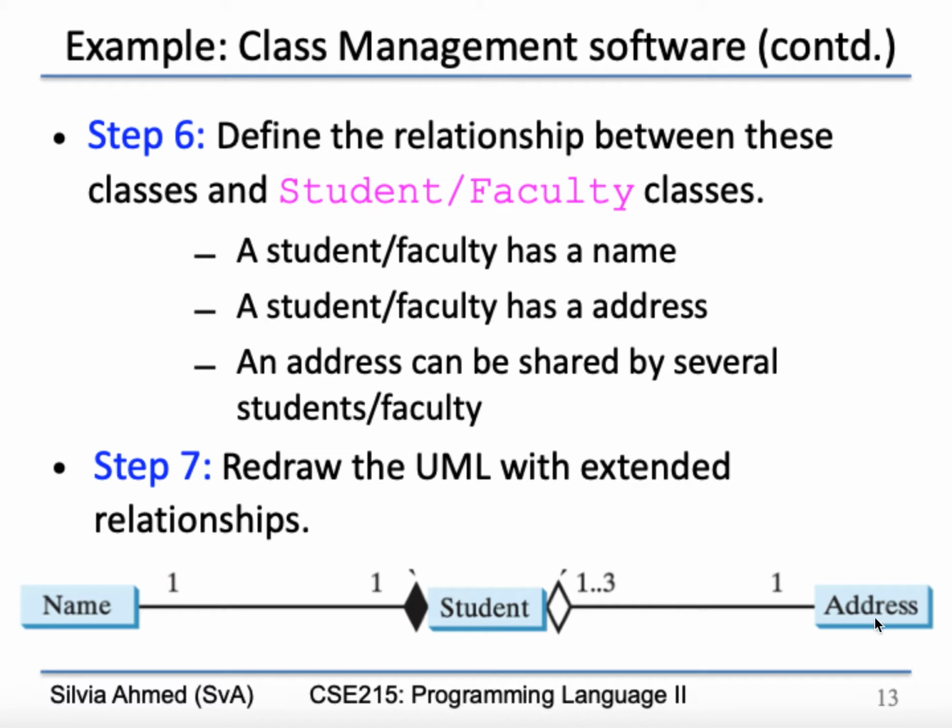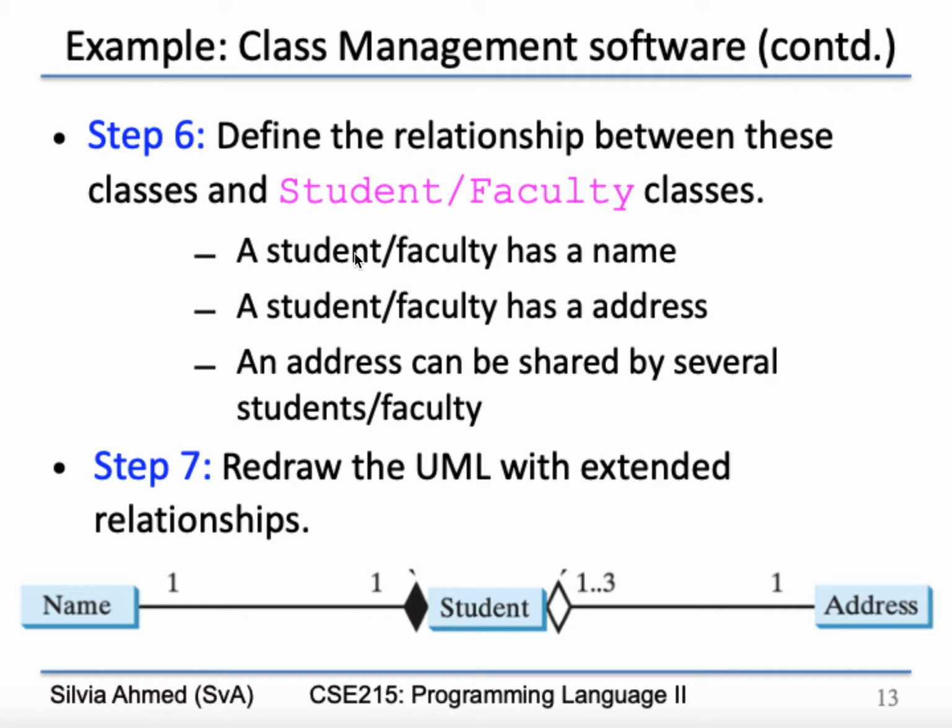Similarly, address class is related to student class. And also in the relationship, we have seen that there is no relationship between name and address, so they are not connected. Next, we will quantify the relationship. Before quantifying, we can see that the relationship is particular, and this type of relationship is called ownership.